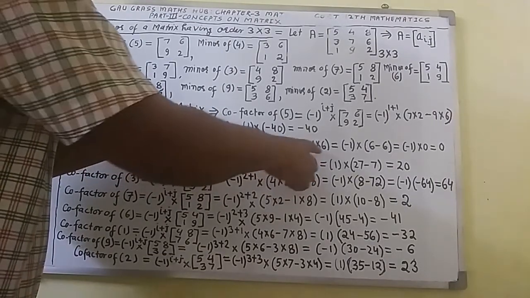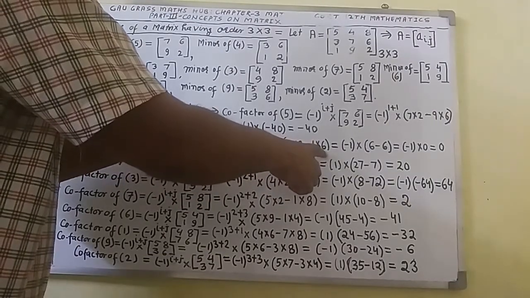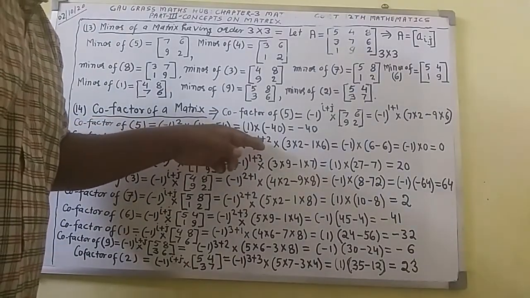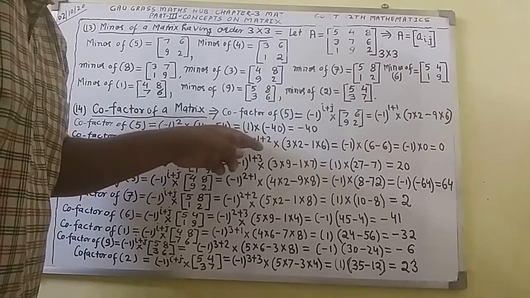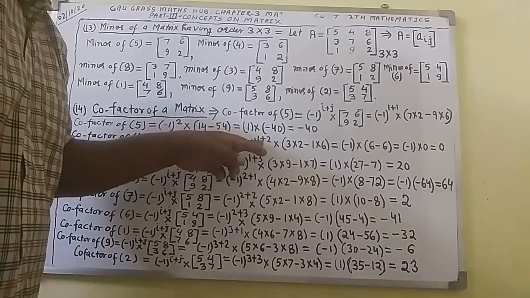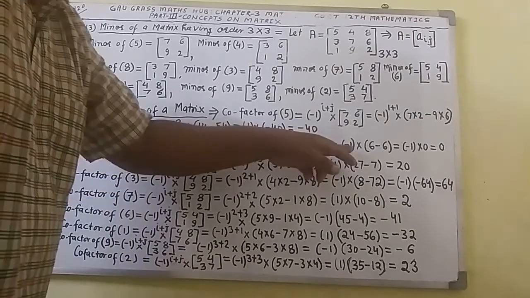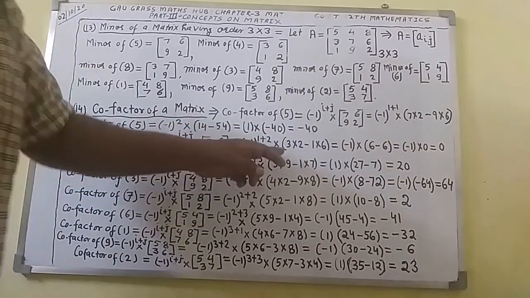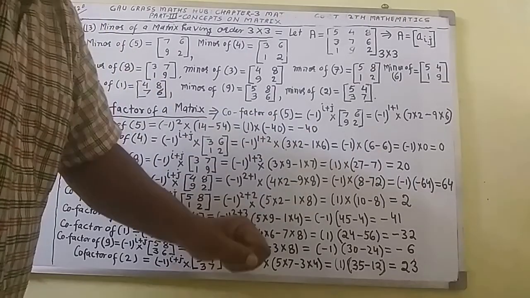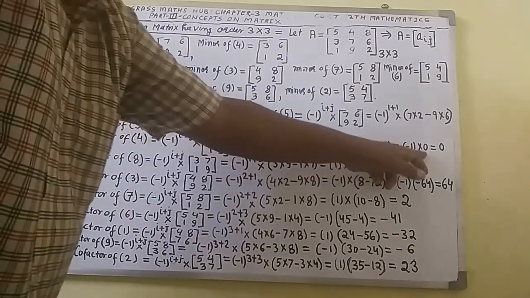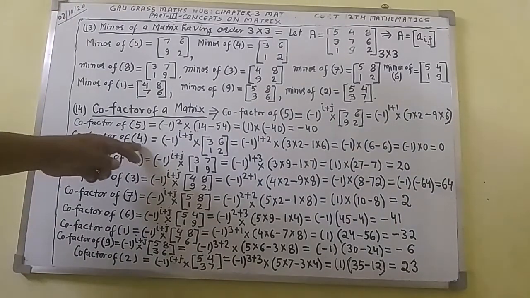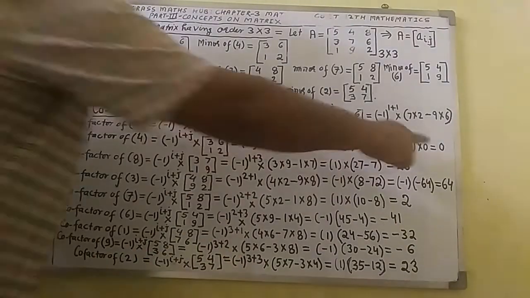Minus 1 will multiply with 6. Minus 1 raised to power 3, because 1 plus 2 becomes 3, comes out to minus 1 here. And 3 into 2 is 6, 6 minus 6 comes out to 0, minus 1 multiplied by 0 comes out to 0. Hence, the cofactor of element 4 will be 0 here.